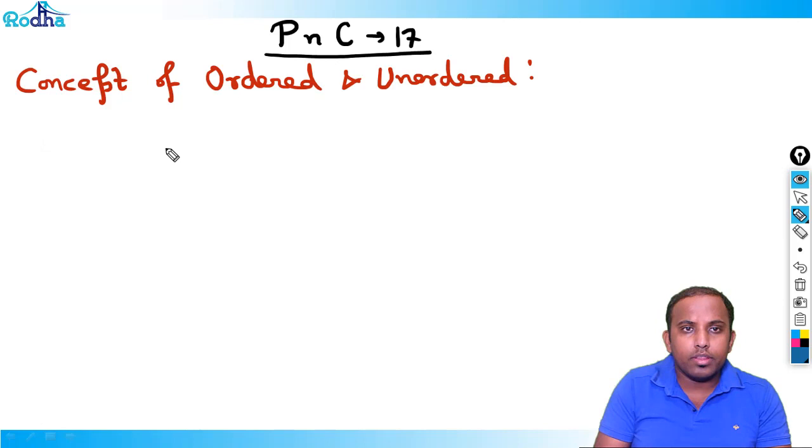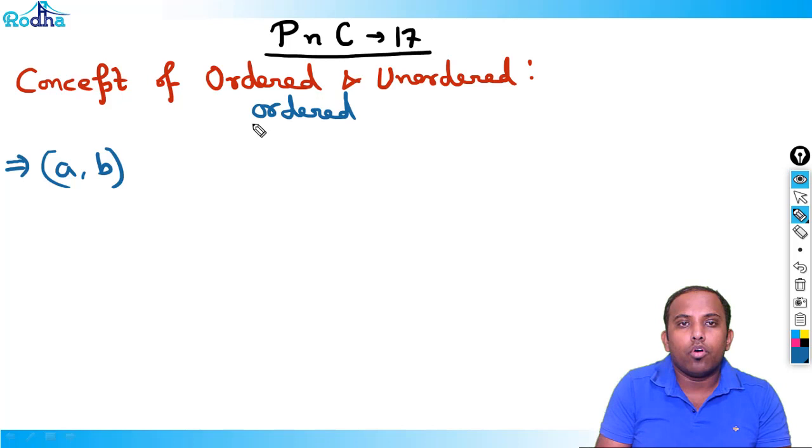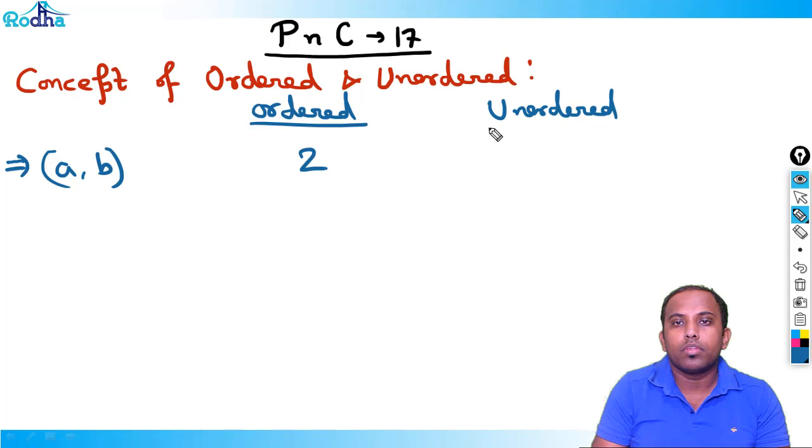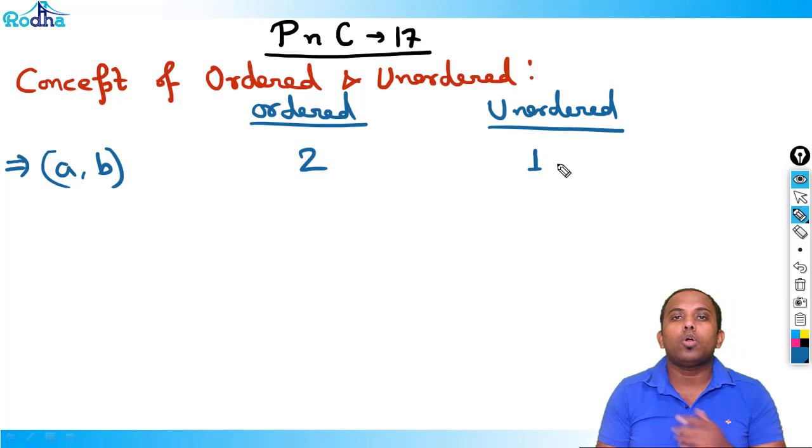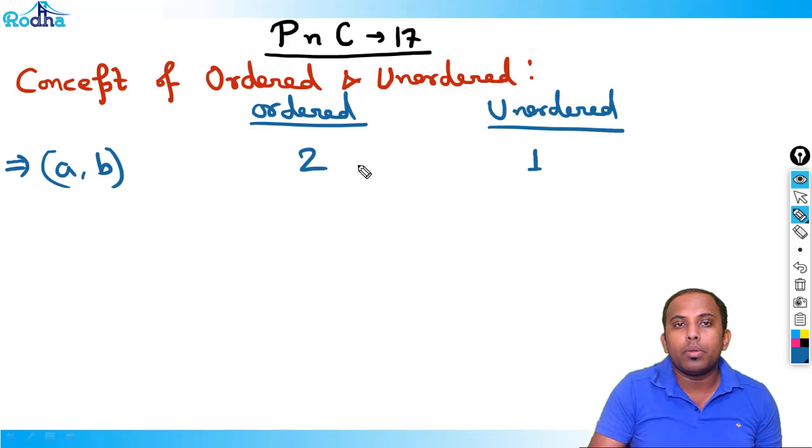Whenever we say there are two variables, let's say A and B, its ordered form will be 2 and its unordered form will be 1. Unordered basically means order is not important. So A comma B or B comma A, both are the same for unordered. Ordered means A comma B will be counted as two ways, A comma B as well as B comma A.